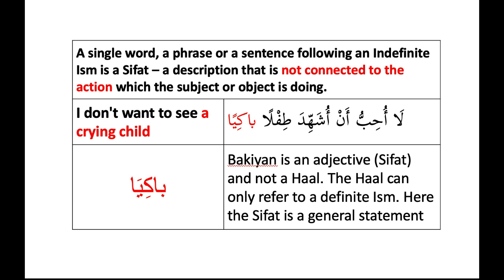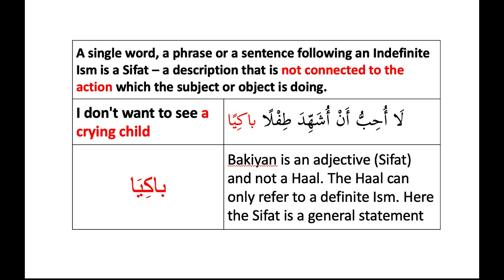Let's look at an example. La uhibbu an ushahhida tiflan bakiya. I don't want to see a crying child. Here, bakiyan is an adjective, which is Sifat, and not a Haal. The Haal can only refer to a definite ism, where the Sifat is a general statement.